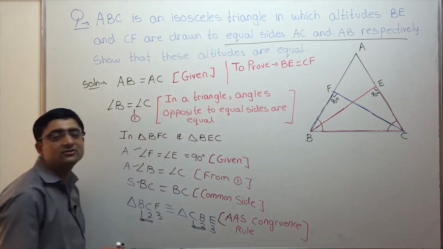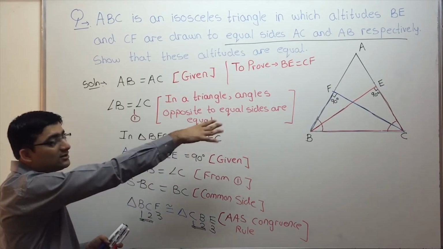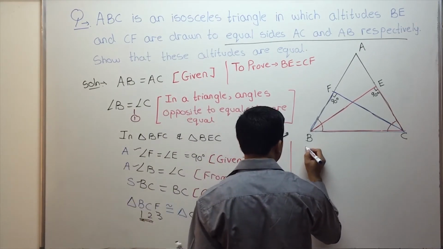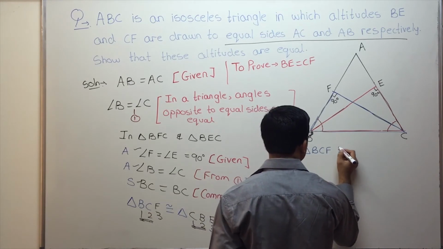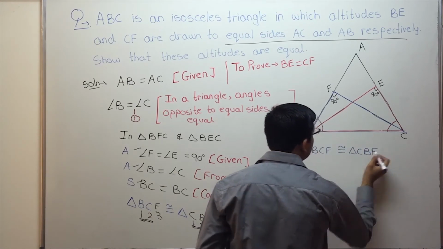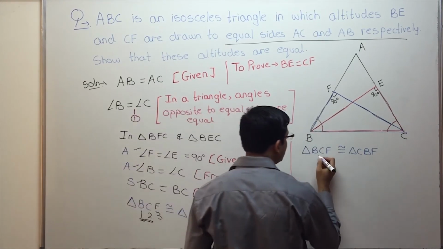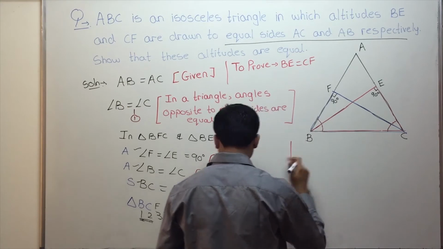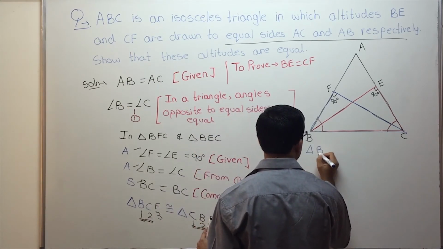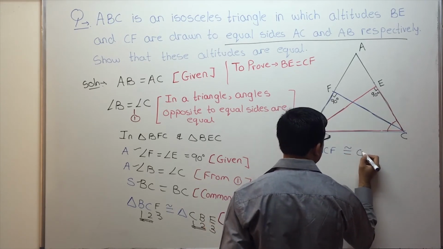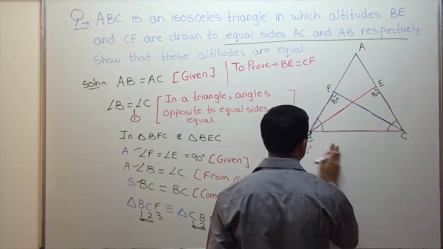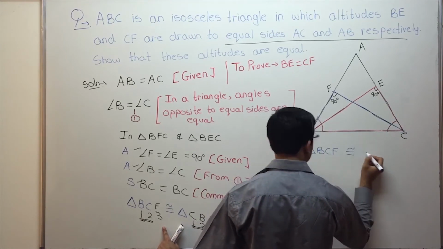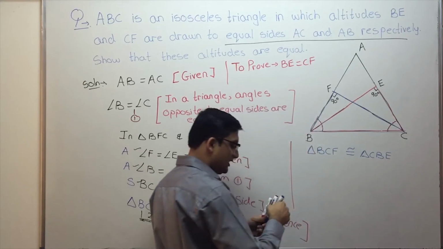So basically we have got these two triangles to be congruent. Once you have the congruence statement, you can get whatever corresponding parts you want by CPCT. So I'll copy this congruence statement again over here. Wait, there's a problem. CBE, sorry. So triangle BCF is congruent to triangle CBE, right? Now label it 1, 2, 3, 1, 2, 3.